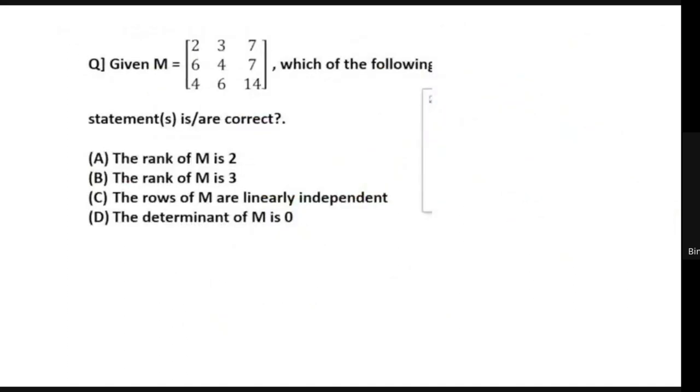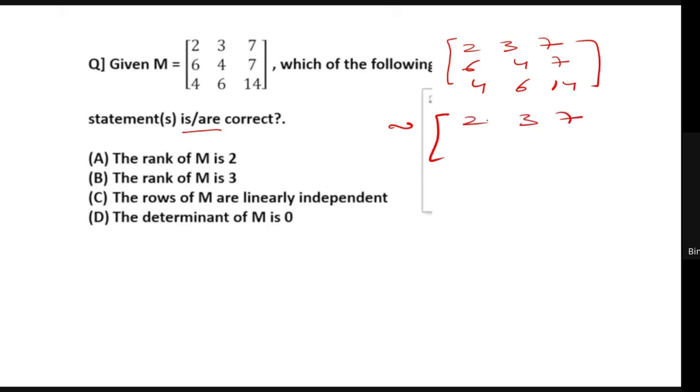The next question is, given M is a 3 cross 3 matrix, which of the following statements is or are correct? Okay. So this is a simple problem related to rank: 2, 3, 7; 6, 4, 7; and 4, 6, 14. Okay. By applying the operations, we apply R2 minus 3R1. 6 minus 6 is 0, 4 minus 9, that is minus 5, 7 minus 21, that is minus 14. Okay. Now apply R3 minus 2R1. What do we get? 4 minus 4 is 0, 6 minus 6 is 0, and 14 minus 14 is 0.